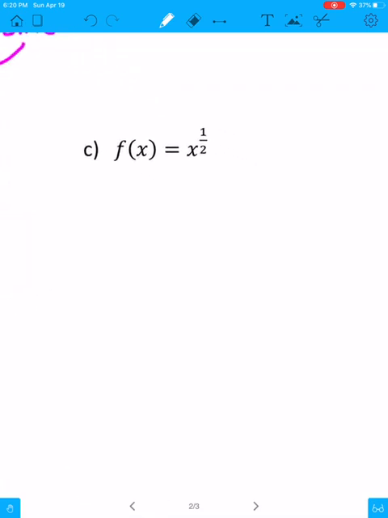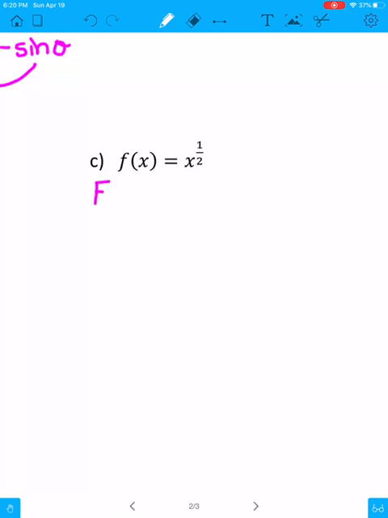Okay, let's look at c. c is f of x equals x to the half. So that's the derivative. Okay, so we're trying to find the original, f of x. So this is just a power rule. We got the derivative was x to the half. So what did I tell you to do? You rewrite it.